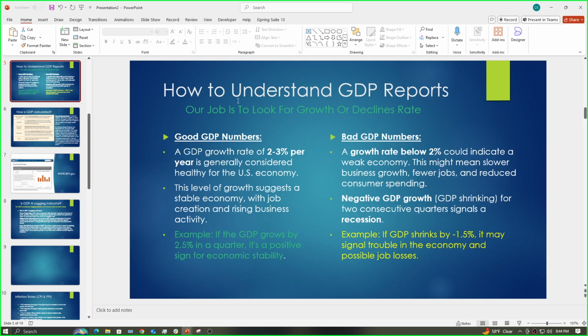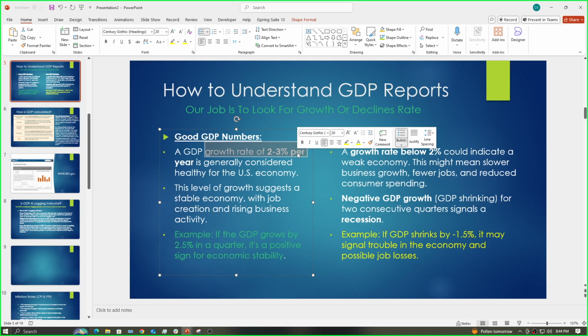How do you understand the GDP report? Our job as traders, as investors, is to look for growth or decline rates. Plain and simple: either you're high, or you're low, or you're just perfect. The perfect GDP rate we're looking for is between 2 and 3%. So 2.5, 2.9. We can even take a 3%.